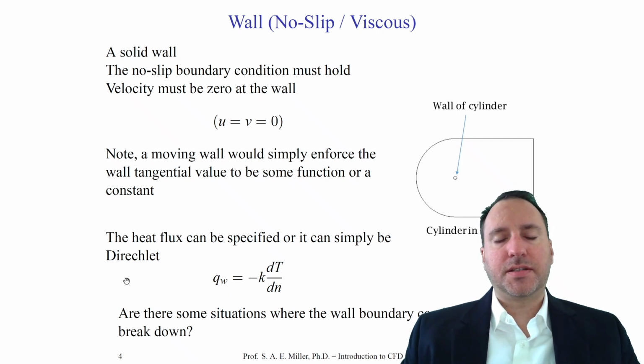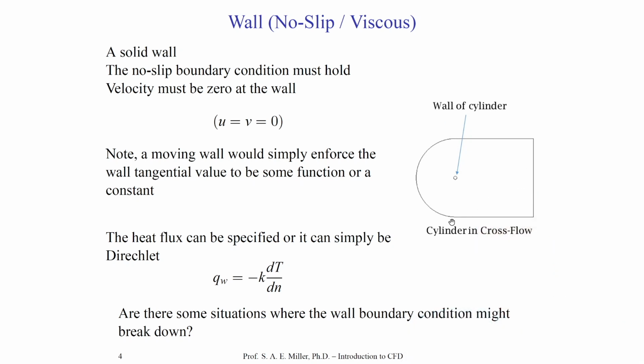Now, there are some situations where the wall boundary conditions might break down, and we'll talk about those in a second. On the right of the figure, we show one simple case. It could just be a domain where we have a cylinder in crossflow. We've seen these natural visualizations and simulation results already in this class. We would be simply setting the no-slip or wall condition at the cylinder surface. Everywhere on that surface, we would also specify that the velocities are 0 and that perhaps the heat flux is 0 or the temperature is some value.